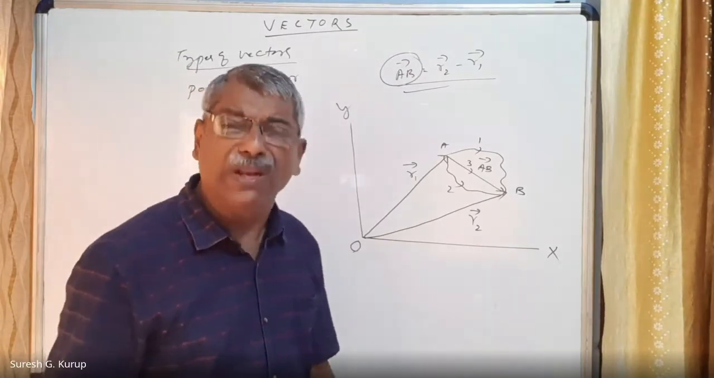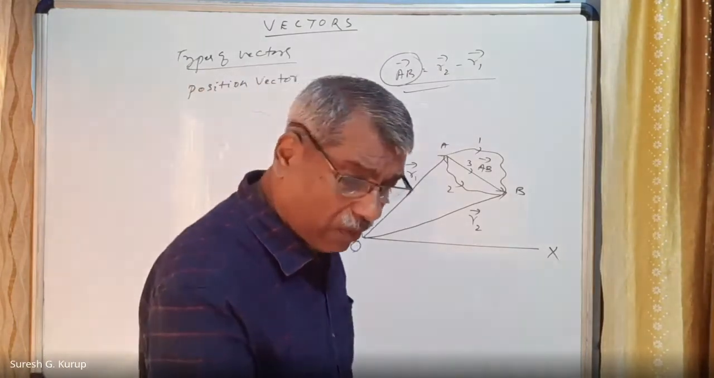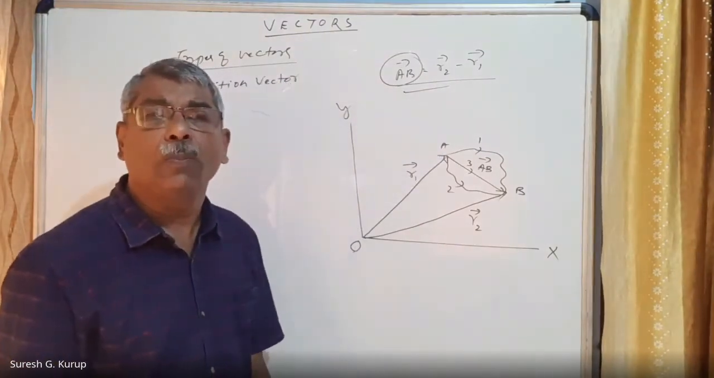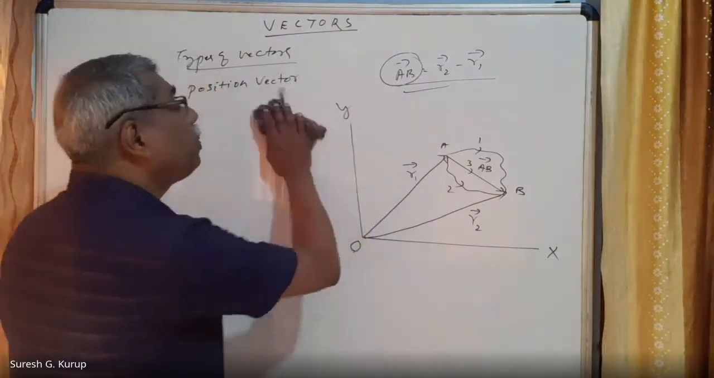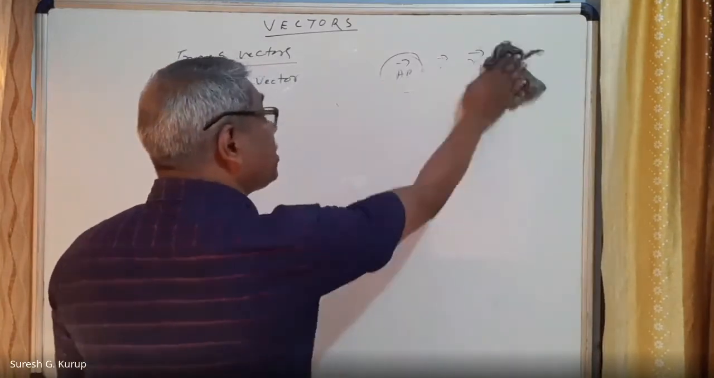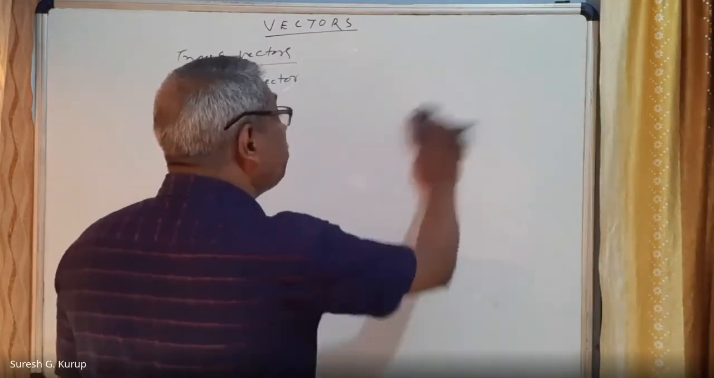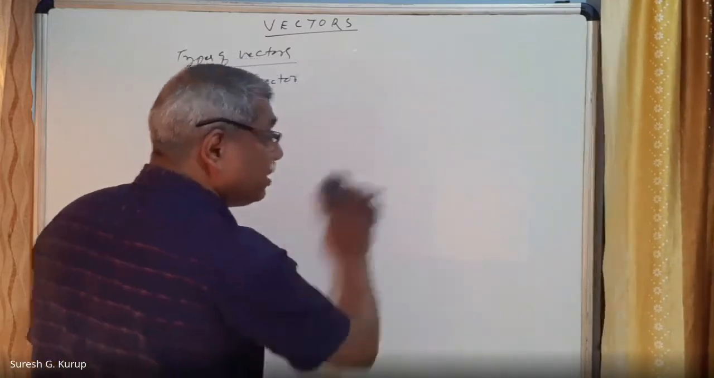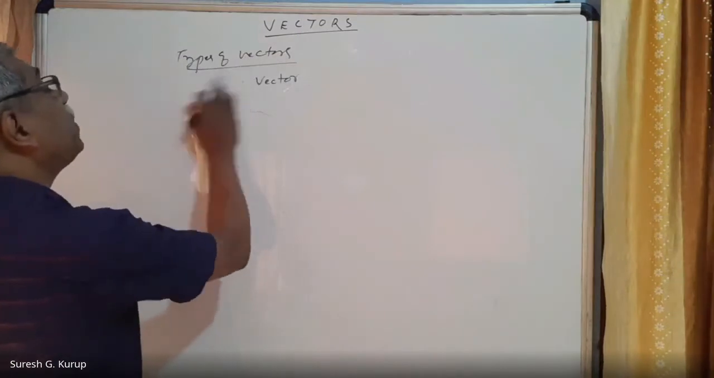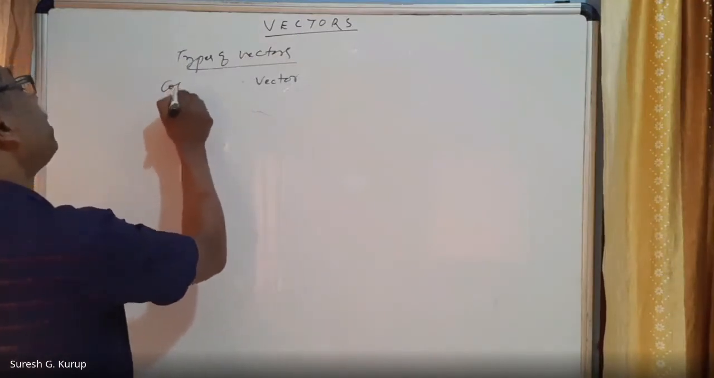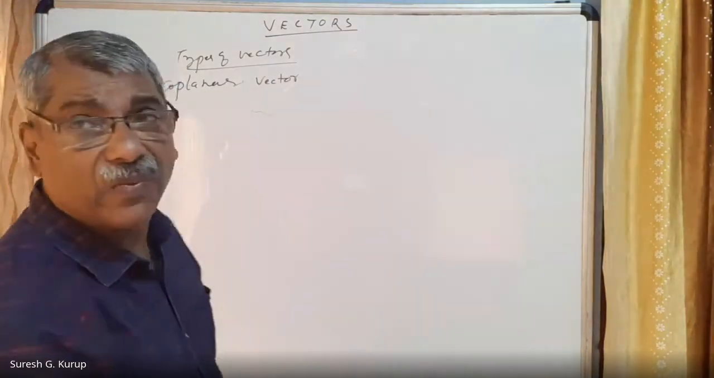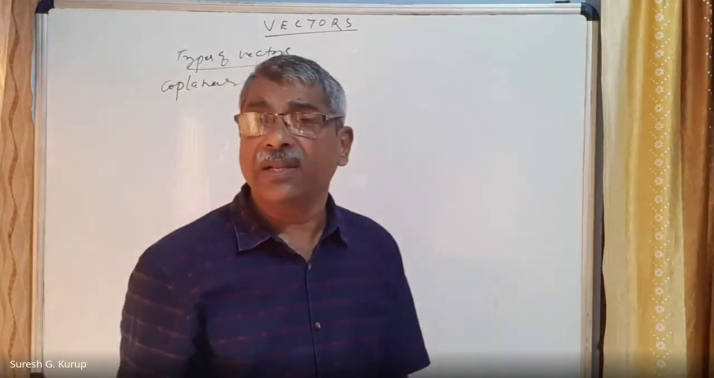Then coplanar vectors. Coplanar vectors means vectors lying in a plane. Coplanar vectors are vectors which are lying in the same plane. That is position vector over. Next is coplanar vectors. Coplanar vectors are vectors lying in the same plane.